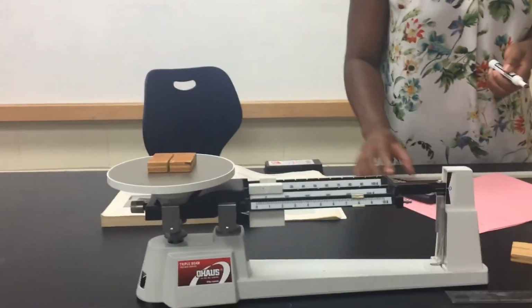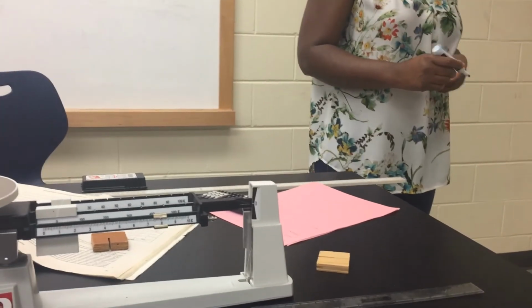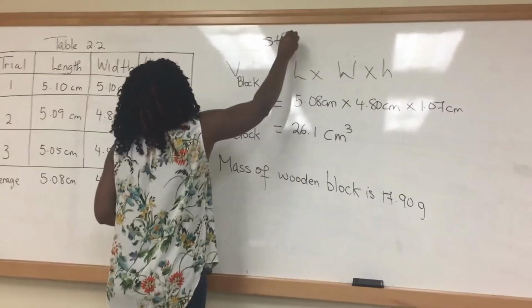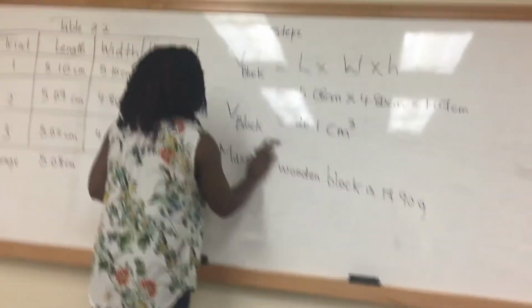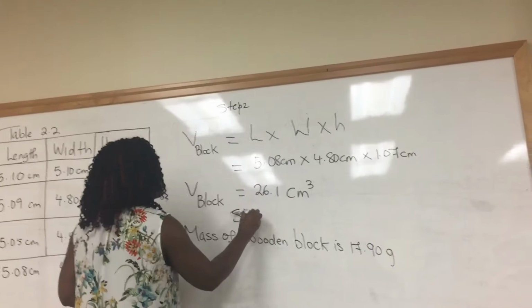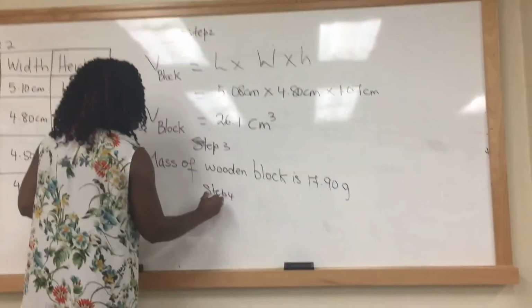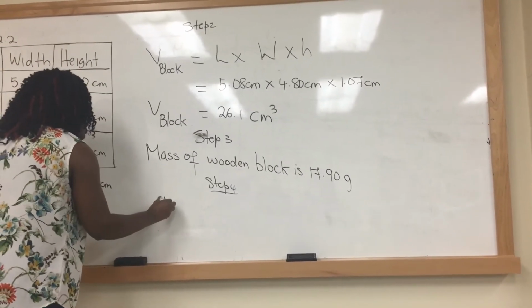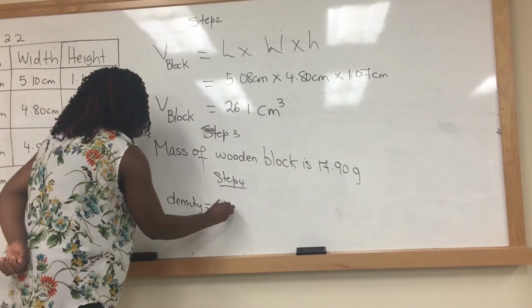Now the next thing that we will do, in step 3, we will determine the density of the wooden block using the formula density equals mass over volume. So here the volume of the wooden block was step 2. The mass of the wooden block is step 3. And in step 4, we will determine the density of the wooden block. So we're given the equation that density equals mass over volume.